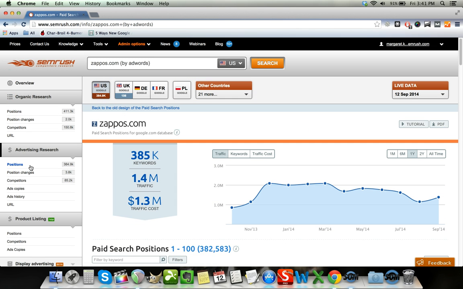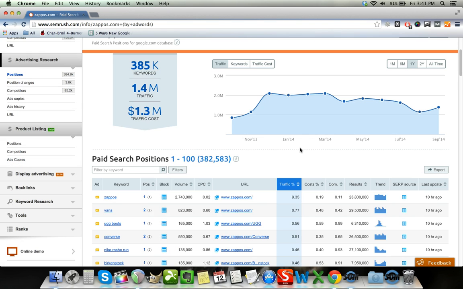Let's go ahead and move into the advertising research section, beginning with positions. And the methodology is the same here. We know that Zappos ranks on the first 2 pages of ads for 382,000 keywords. From the first 2 pages of Google, via those keywords, they received 1.4 million visits and spent $1.3 million on that traffic. Now, the traffic cost here is very different from the traffic cost in organic. Instead of being hypothetical, it's actual. So that's how much Zappos.com spent over the past 30 days on advertising traffic. We have the fluctuation in traffic, keywords, and the fluctuation in traffic cost.